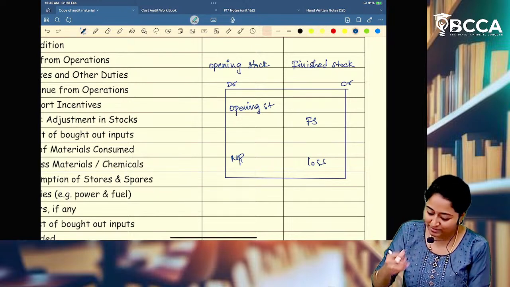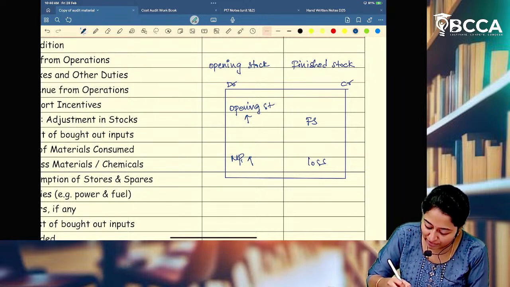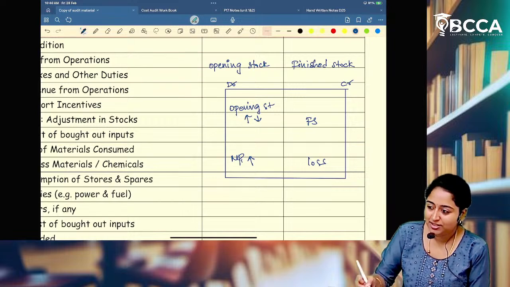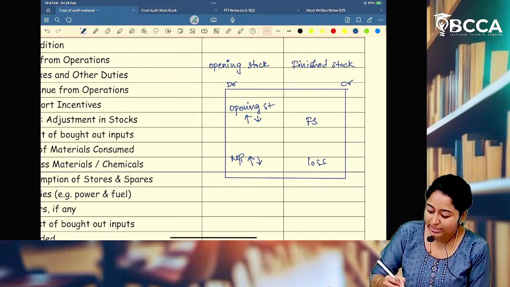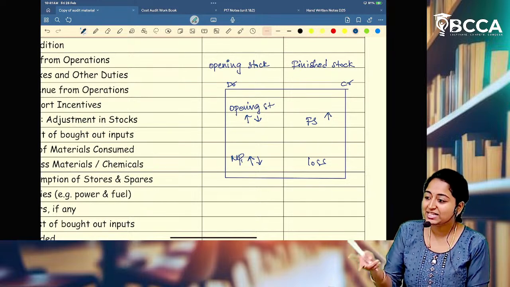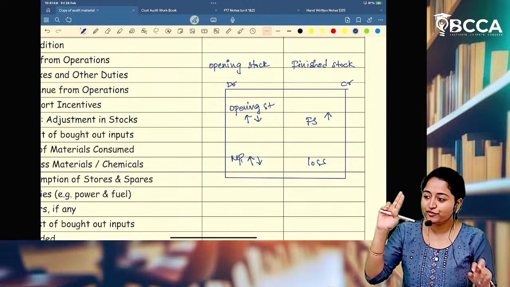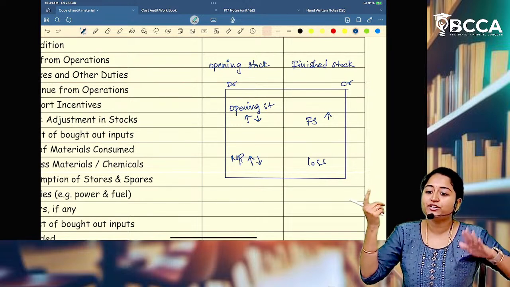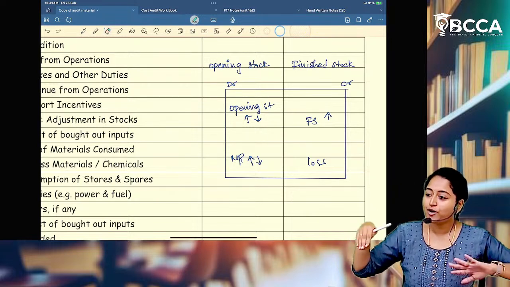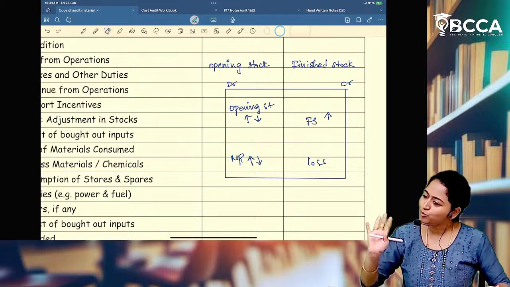Now, if opening stock is increasing, then the profit will also increase. If opening stock is decreasing, then the profit will also decrease. If finished goods are increasing, it has a different effect, because one is in debit and the other is in credit. So if finished stock is increasing, the profit will decrease. And if finished goods are decreasing, profit will increase. So just remember this. Don't get into more technical things.